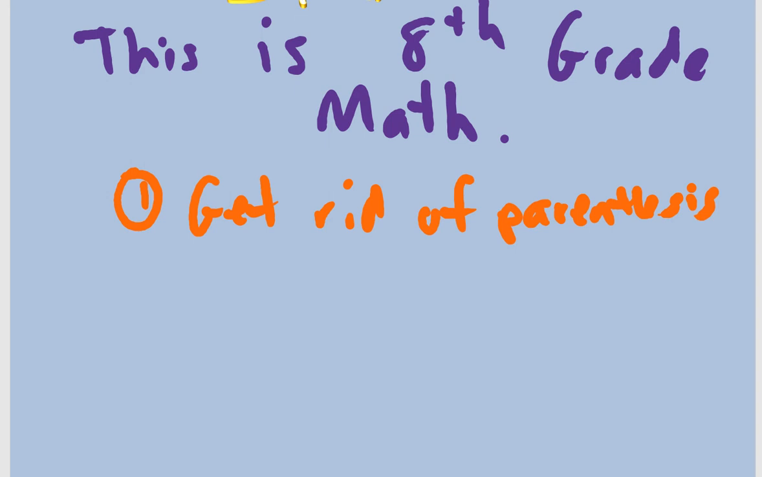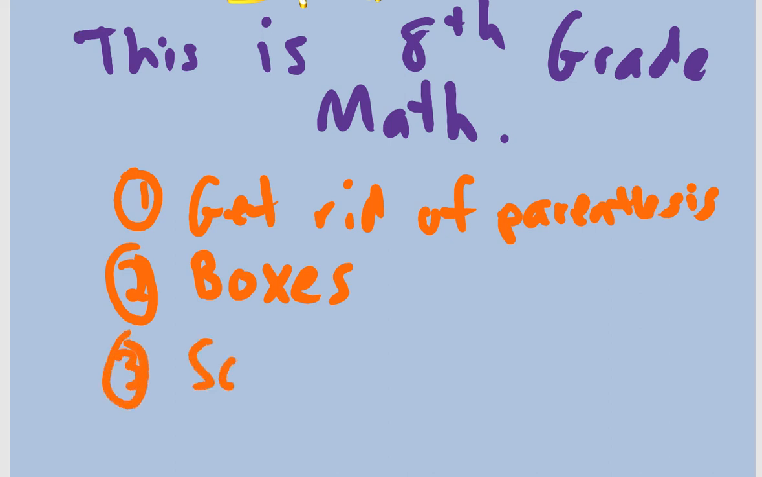Parentheses. That's step 1. You want to get rid of the parentheses. You do that by using the distributive property, okay? Step 2, boxes. I think you all know what that means by now. There's one thing that you need to remember when it comes to the boxes. When you change the side, you change the sign. All right? And then step 3 is solve.